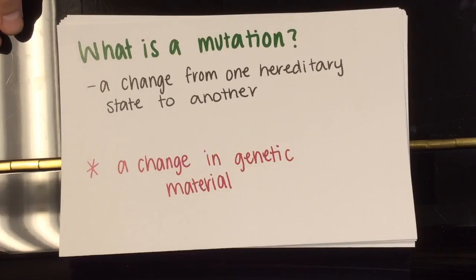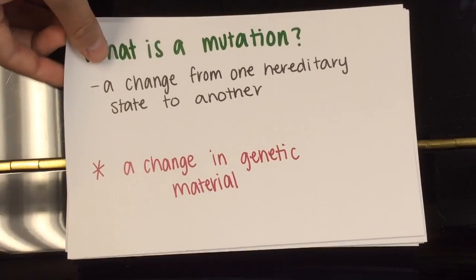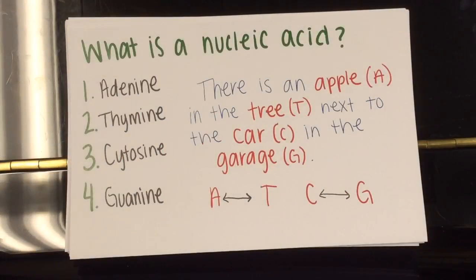Mutations can occur on chromosomes as well as on individual nucleic acids. Let's start with the nucleic acids. Do you remember what they are? There are 4 of them: adenine, thymine, cytosine, and guanine.